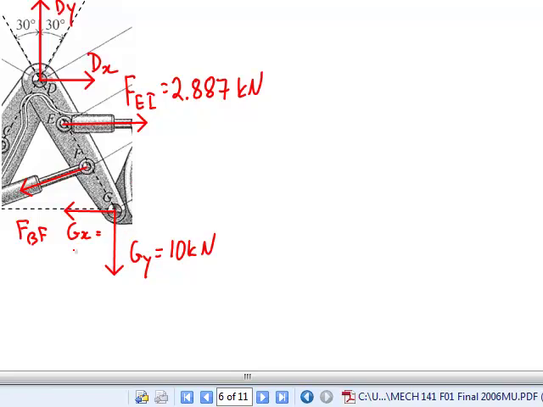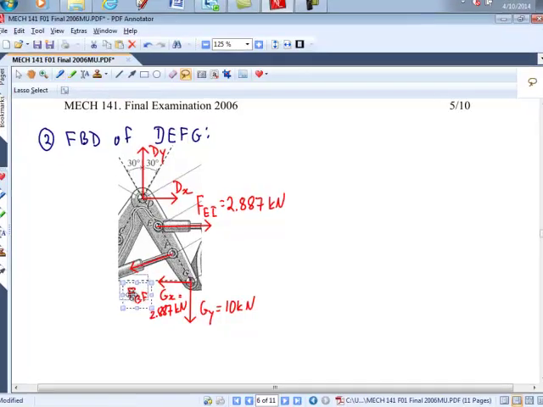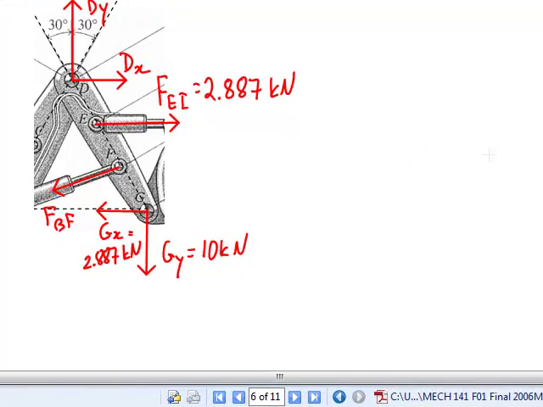I don't know how to get that. 2.887 kilonewtons. There, fits. Anything else? Nope, that's it. So we've got 3 known forces and 3 unknown forces. So we would go then from the free body diagram to the equations of equilibrium.